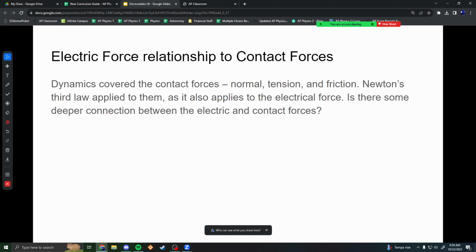So when we went through dynamics last year, dynamics covered contact forces, so your normal force, your tension, your friction, okay? And while Newton's law applied to them, it also applies to electrical force. So is there some deeper connection between electric and contact forces?